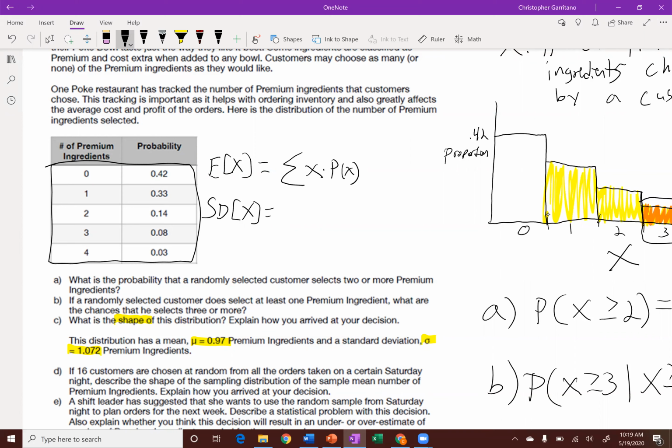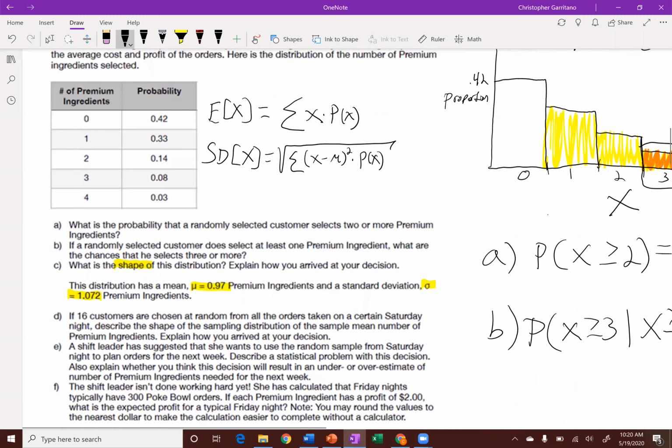Similarly, for standard deviation, there's a formula that says we could take the square root of the sum of x minus mu squared times the probability of each individual x. All right. I wouldn't say that the standard deviation formula is something you'll need to worry about, but I would say that you should know how to calculate the expected value given a probability model like this. All right. So anyway, they give us that information.